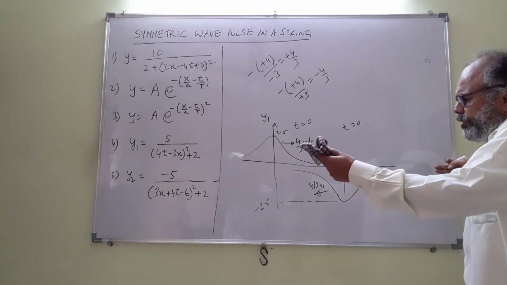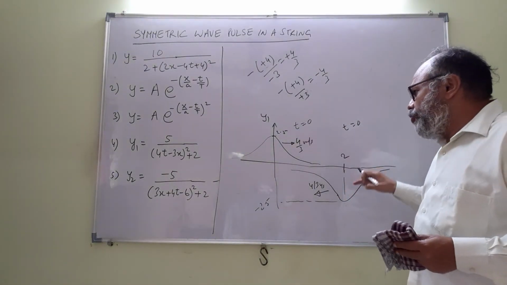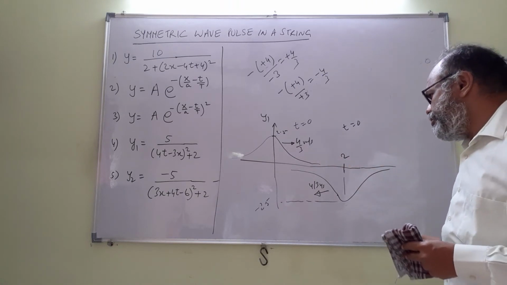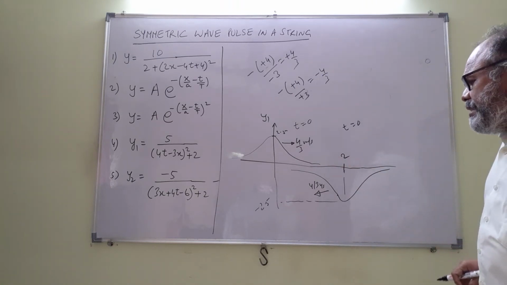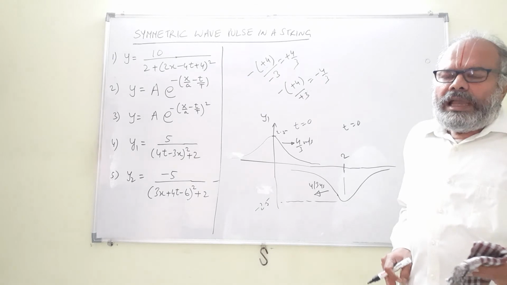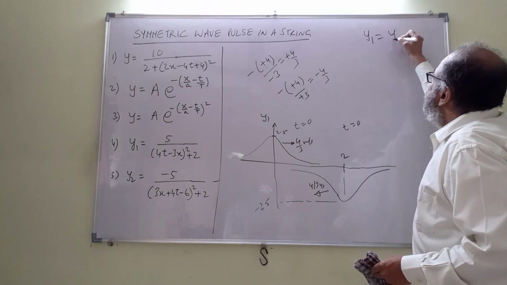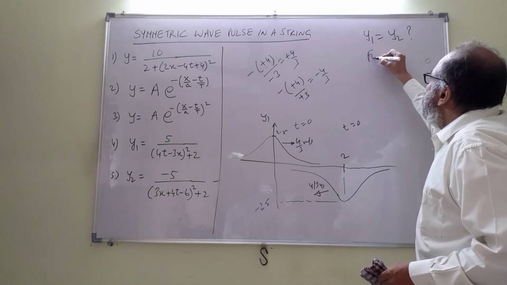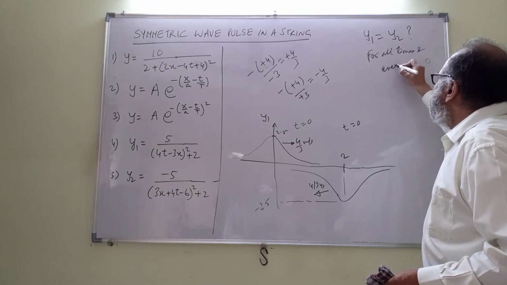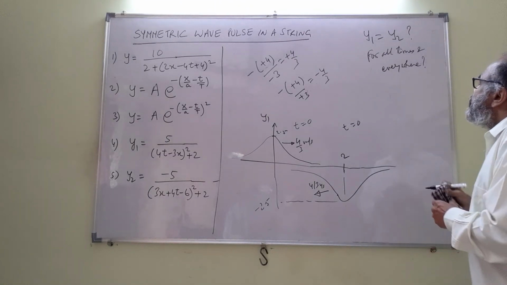Obviously when these two are crossing each other, there is going to be superposition of both, and there will be a resultant displacement. Let us see whether the resultant displacement cancels everywhere and at all times. To check that, what we are essentially saying is y1 equal to y2 for all times and everywhere? This is the question we are having. Is y1 equal to y2 at all times and everywhere?